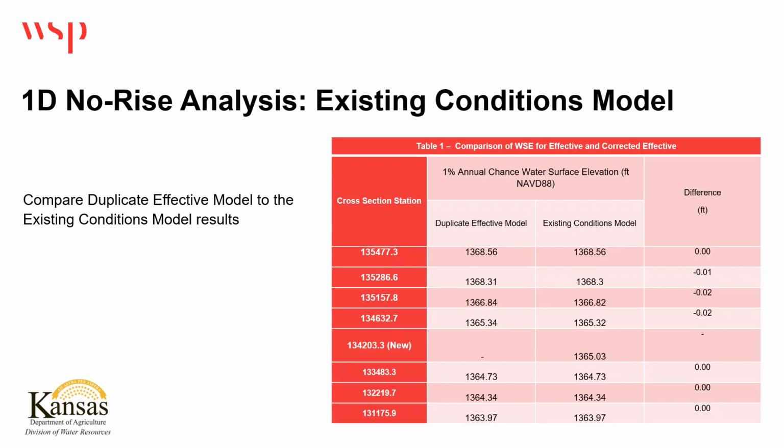Once we have the existing conditions model created and ran, we need to compare it back to the duplicate effective model just to see how much our conditions change from that effective data. Make sure we're not making any significant changes here. So you can see in our comparison in this table that adding that cross section did have some minor changes around that cross section, but they were only a couple hundredths of a drop, so nothing that would actually change the elevations on the map.